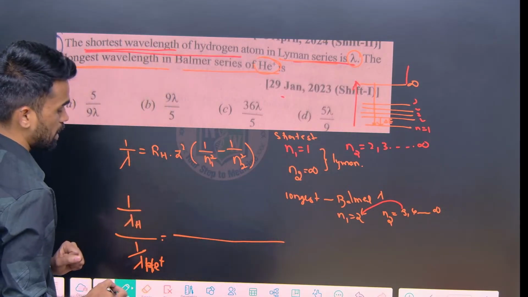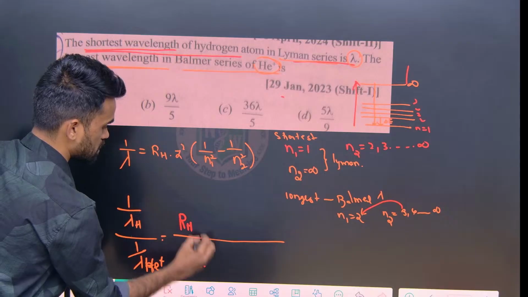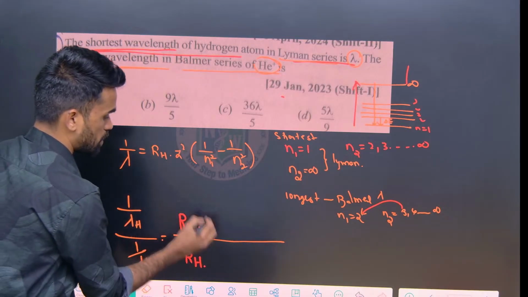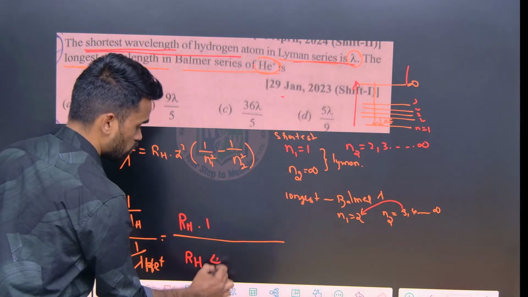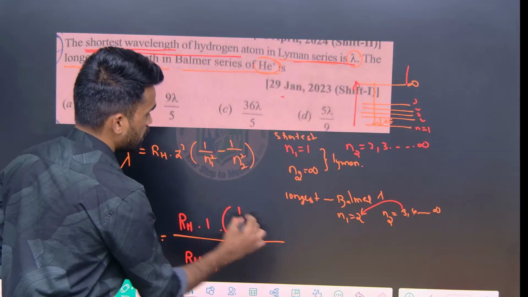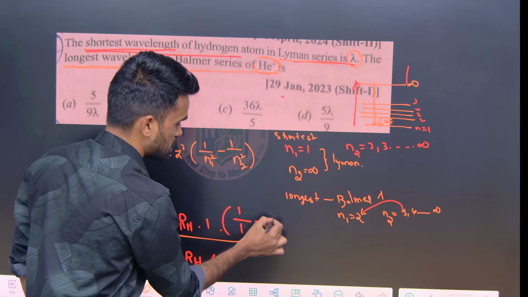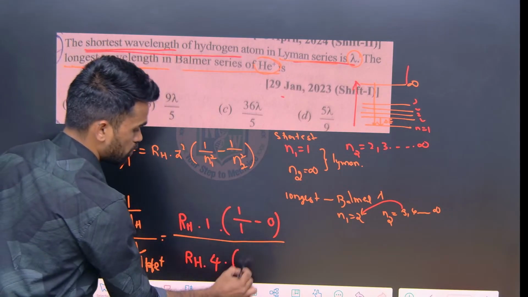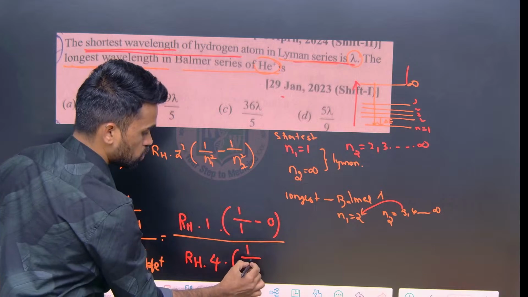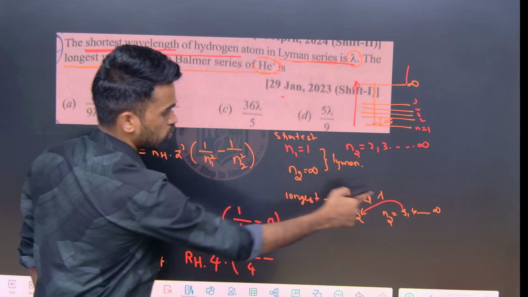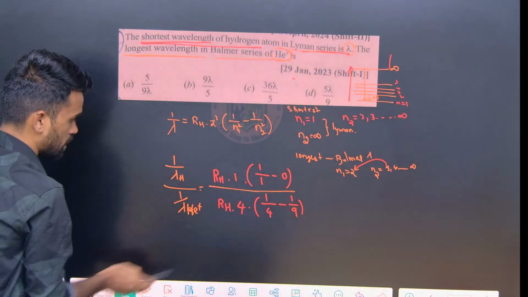So here what can I write? Z squared. RH is a constant here, also a constant, so we can remove them. Z squared: the hydrogen atom's atomic number is 1, the helium ion's atomic number is 2, squared is 4, so you can write 4 here. Then 1 by n1, what is n1 here? 1 itself. n2 is infinite, so something by infinite means it is 0. And for the Balmer series, n1 is 2 squared, which means 4, and n2 is 3, squared means 9. You can substitute like this and remove this RH.